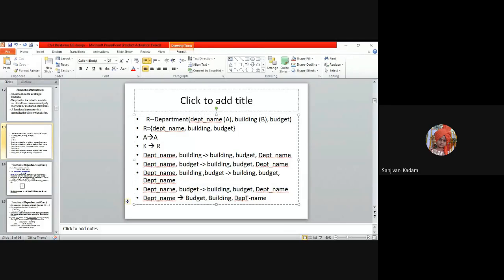Here this alpha doesn't give me the relation, but this alpha gives me a complete relation. That's why this is a super key. This is also a super key. This is also a super key, and this will be my candidate key.